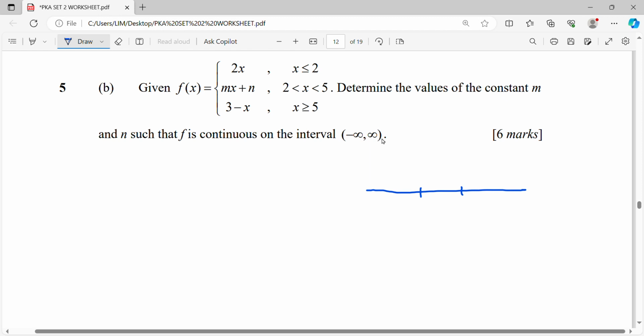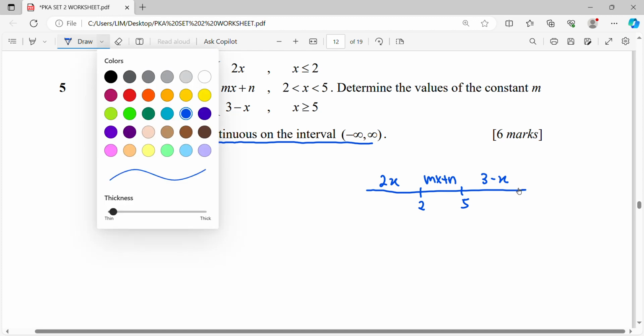So for the first piece, it will be 2x for x less than 2. When x is from 2 until 5, it will be the function mx plus n. And when x is more than 5, it will be 3 minus x. So when the function is stated here, it is continuous. This function is continuous from negative infinity to infinity.